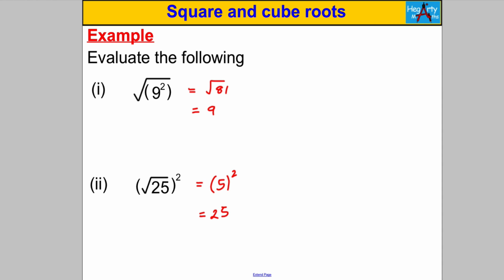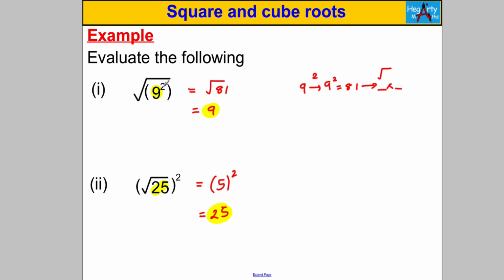Now do you notice something here? 9 squared square rooted gives me the answer 9. 25 square rooted and then all squared gives me 25. Why? Well, because square and square root are inverse functions. Imagine this thing here. You started with 9, then you squared it and got 9 squared, which was 81, right? And then what you did is you're asking yourself what number multiplies by itself to give me 81. So you're undoing the process when you're doing a square root.